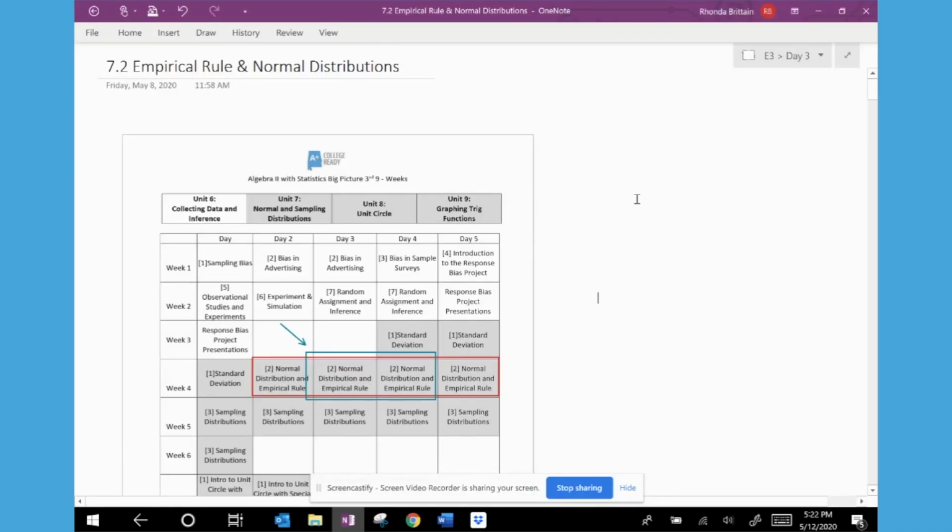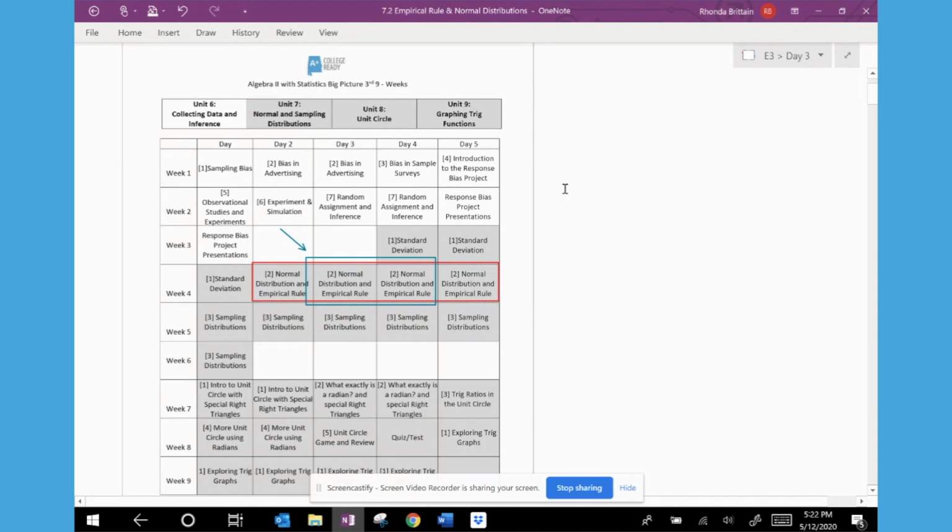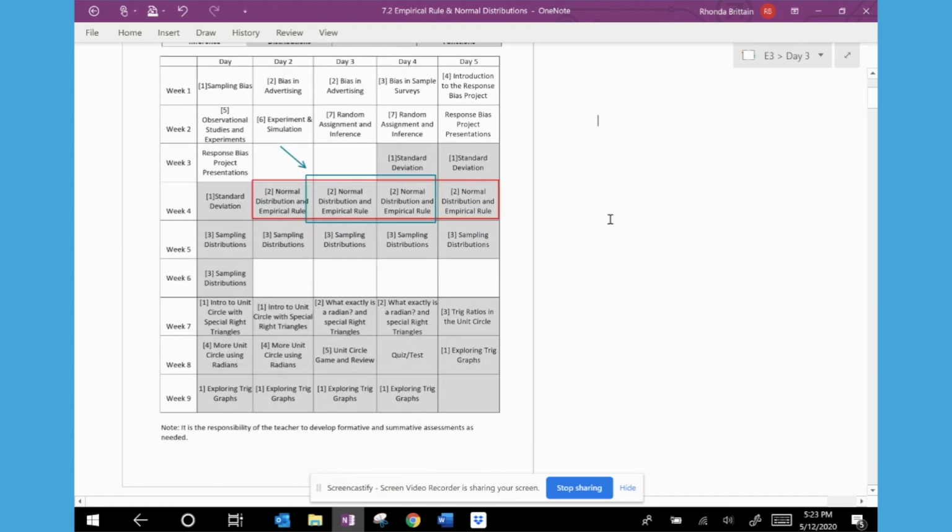In this lesson, I'm going to review the empirical rule and how it applies to normal distributions for Unit 7 of the Algebra 2 with Statistics course of study. So when I look at my big picture, I can see that Lesson 7.2 actually covers 4 days, but this particular lesson on empirical rule is going to be the second and third day. So students are going to get an introduction to the normal curve on the first part of this, and then they'll do a follow-up lesson after.